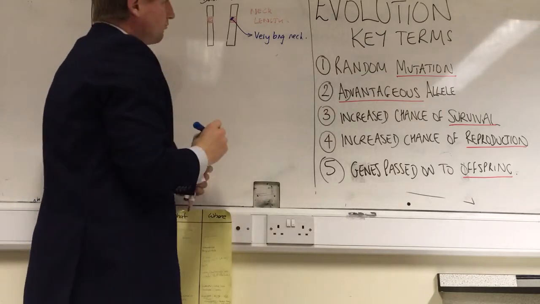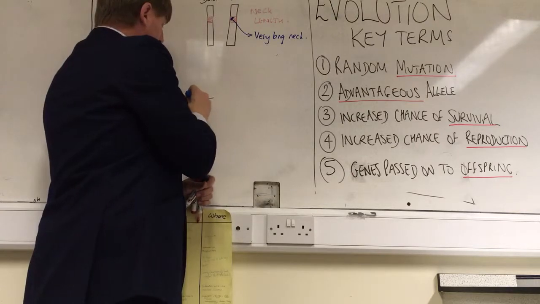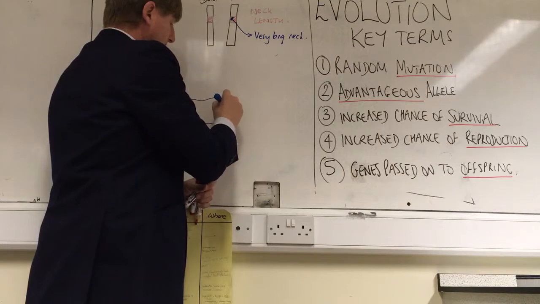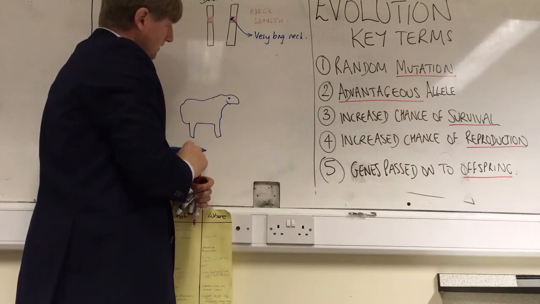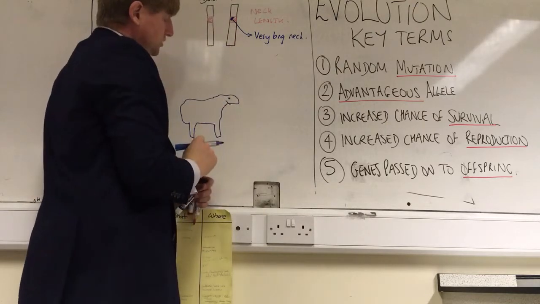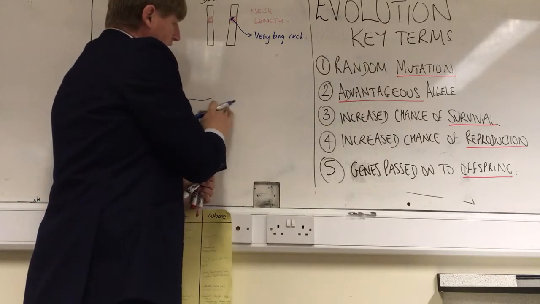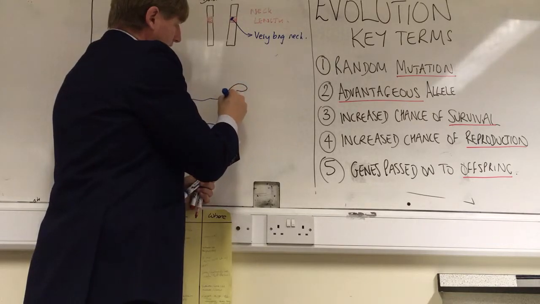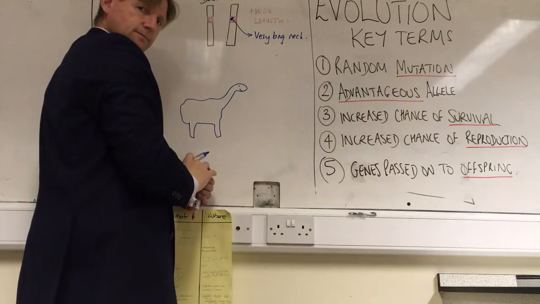Now, if we think about evolution and we work backwards, there would have been an organism, and you're going to have to forgive my rubbish art here, that had a kind of longish neck. And then there was a random mutation, which meant that the neck became longer.